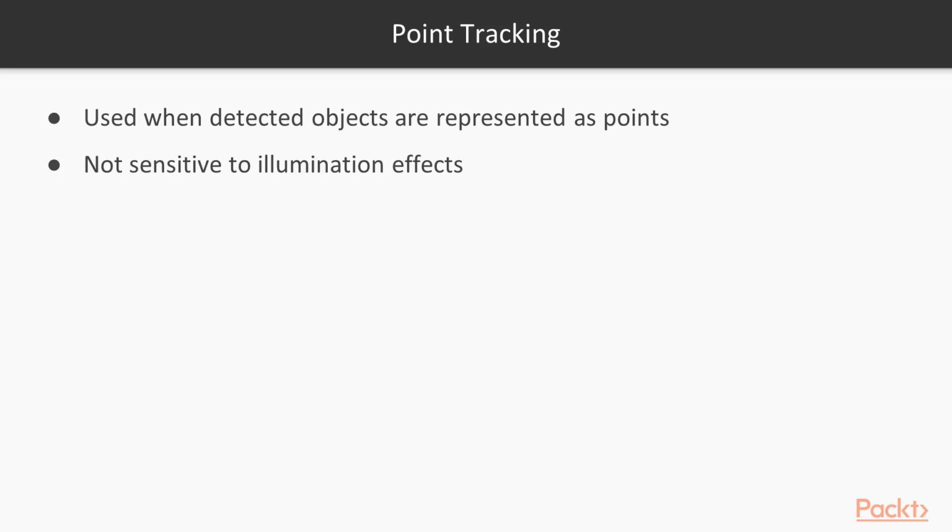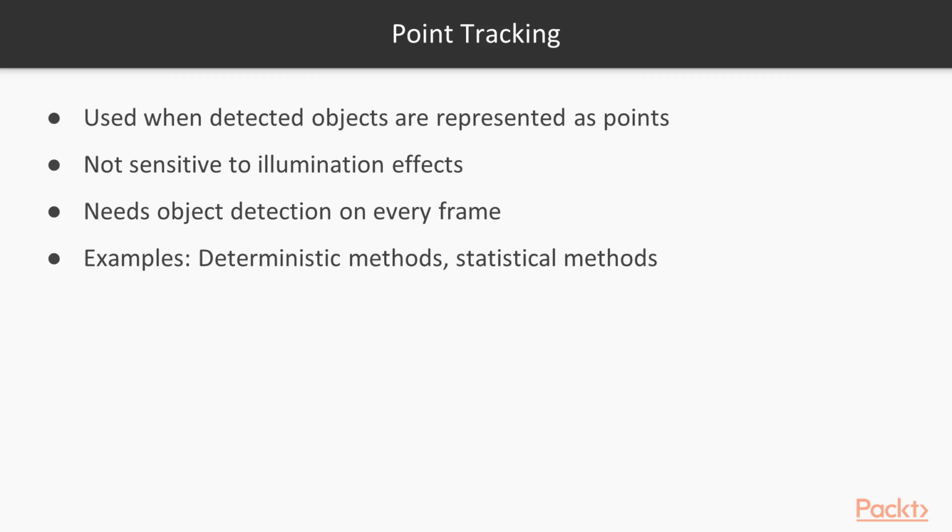But one disadvantage of this is that it needs object detection on every frame. So you need to keep detecting on every frame, then try to track. That can be very costly because detection takes a lot of time and effort. Some examples of this method are deterministic methods or statistical methods that are used by point tracking.